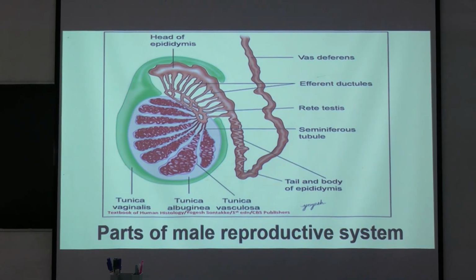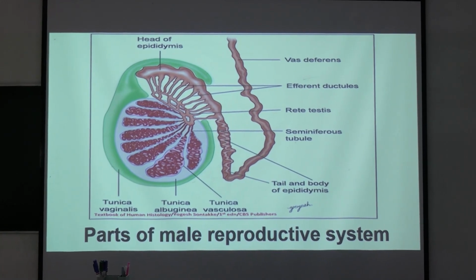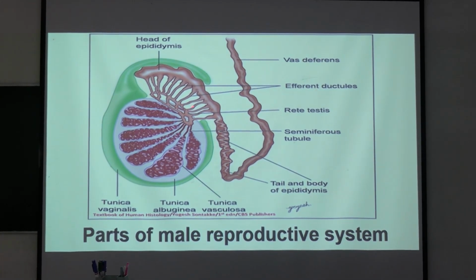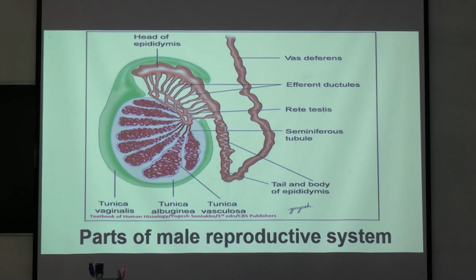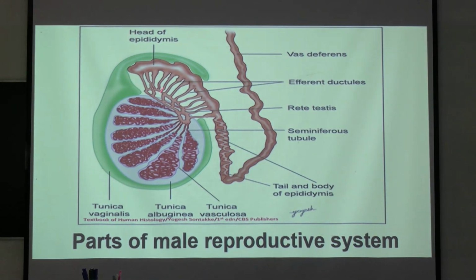It is lined by stratified epithelium, the seminiferous epithelium. This is a special type of epithelium. The end part of the seminiferous tubule is straight. These are known as straight tubules. These straight tubules join with each other and form a meshwork. This meshwork is known as the rete testis.